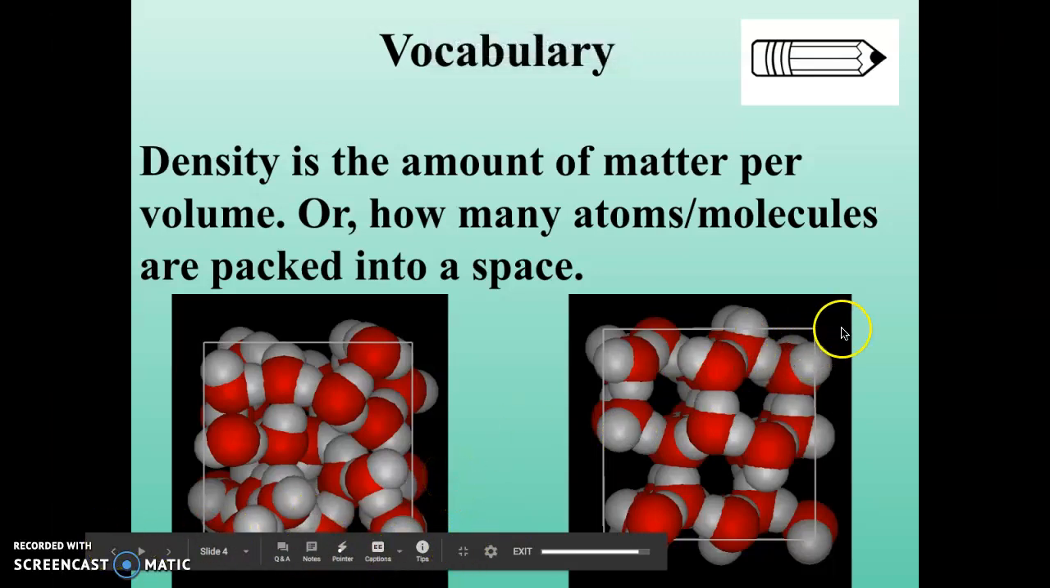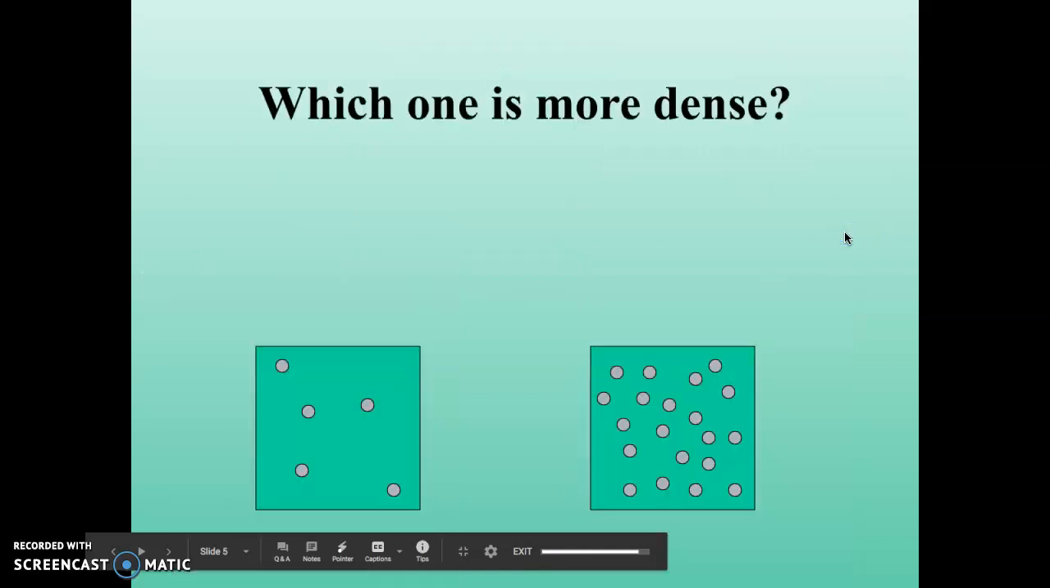Okay, so in this image, you can see that the more dense object or substance is this one. There are a lot more molecules packed into the small space here. Whereas this one still has a lot of molecules, but not as many packed in. There's like some empty pockets there. So more density means more matter packed into a space. All right, so take a moment, pause here.